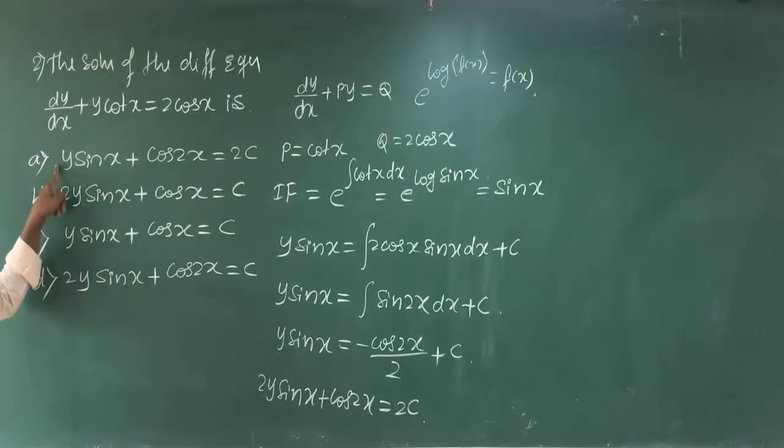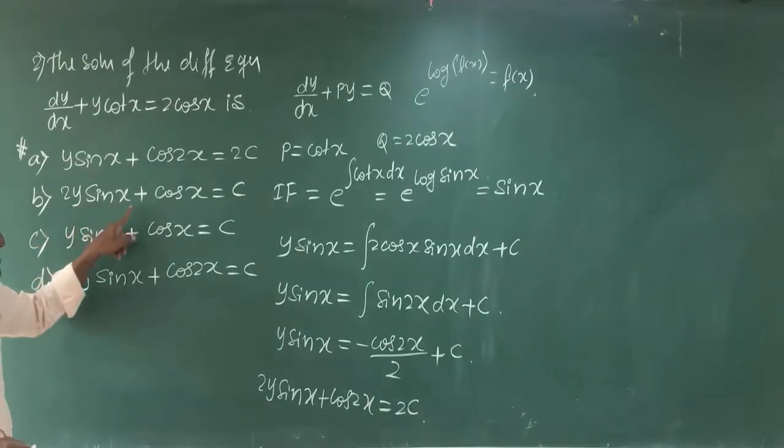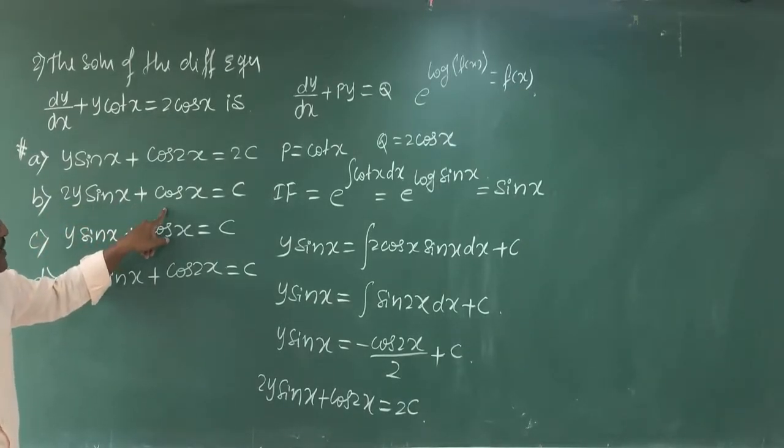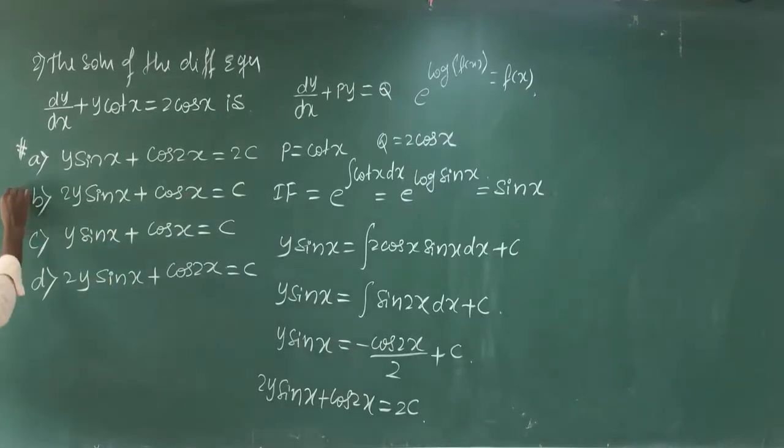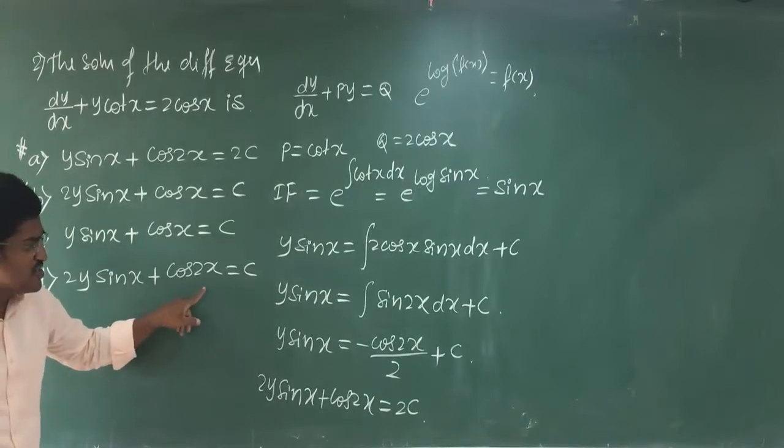Here you have y, then it is not your answer. Here you have 2y, so let us check 2y sin x plus cos x. That means you must have 2 here. See, cos 2x. So this is also not your answer. Y sin x you have. This is also not your answer. 2y sin x plus cos 2x.